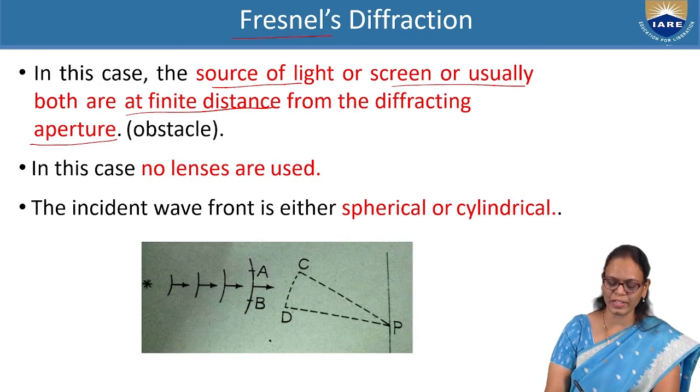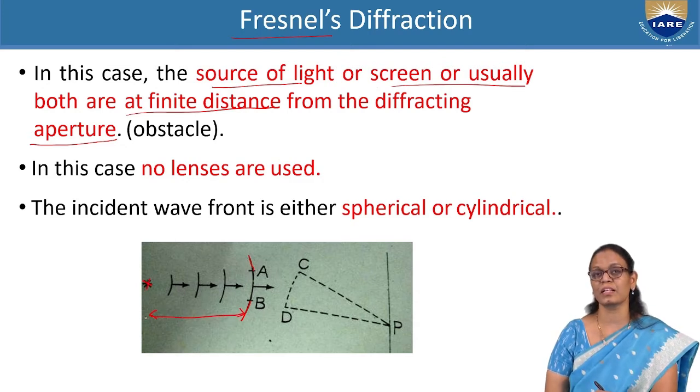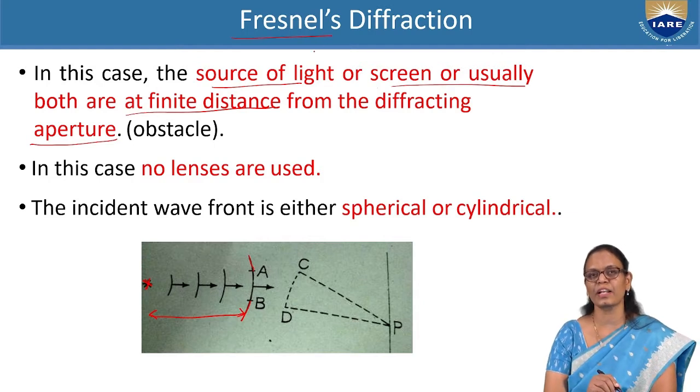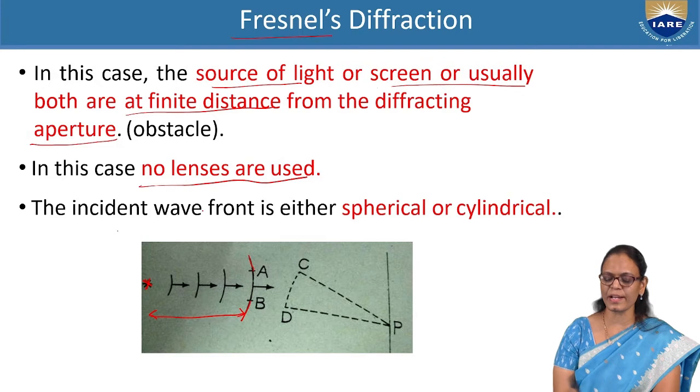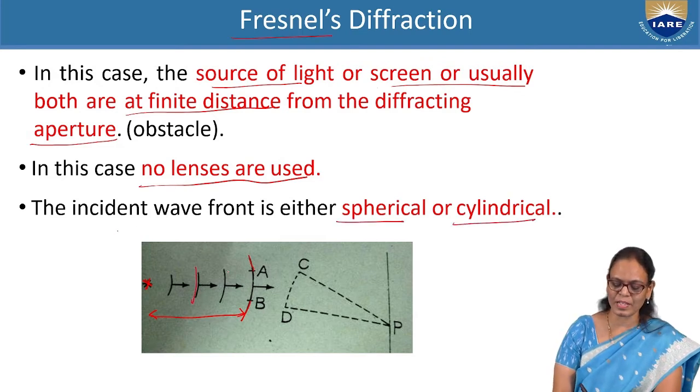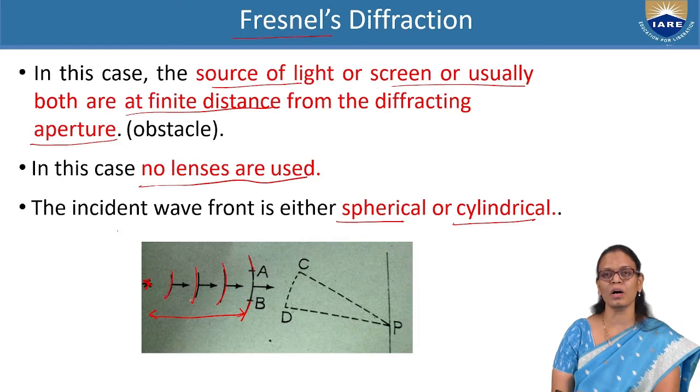Suppose this is the aperture, and this will be the source. So the distance between the two is finite. That is very important. In Fresnel, if the source is at a finite distance from the aperture, you call it Fresnel diffraction. No lenses are used here to make the light incident or to capture the image. And the incident wavefront is either spherical or cylindrical. If you see, the waves that are coming are spherical or cylindrical.